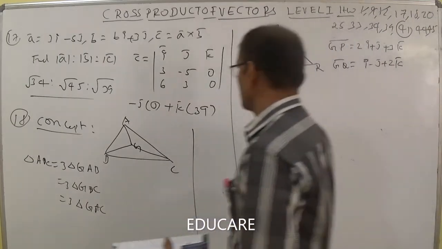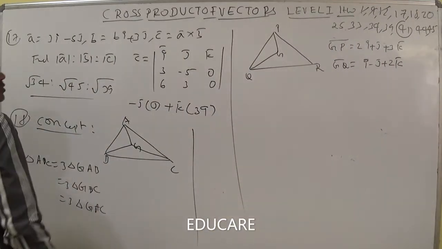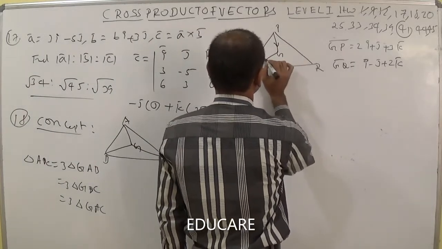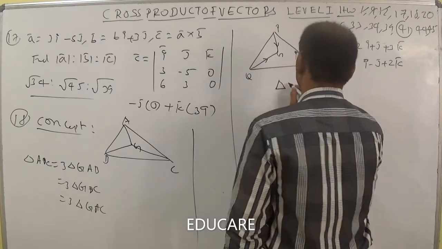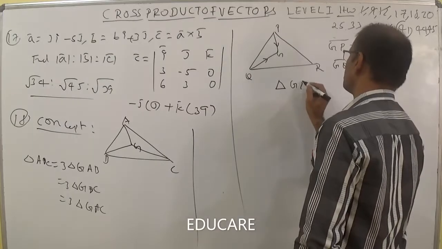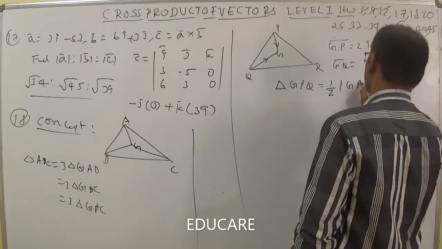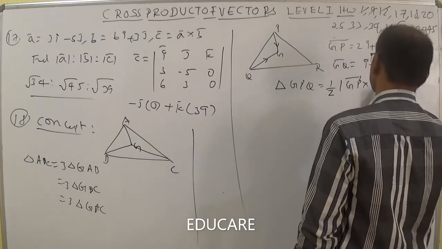Then the area of triangle PQR is asked. So you should calculate the area from GP cross GQ. I am writing here, area of GPQ is equal to 1 by 2 into GP cross GQ.